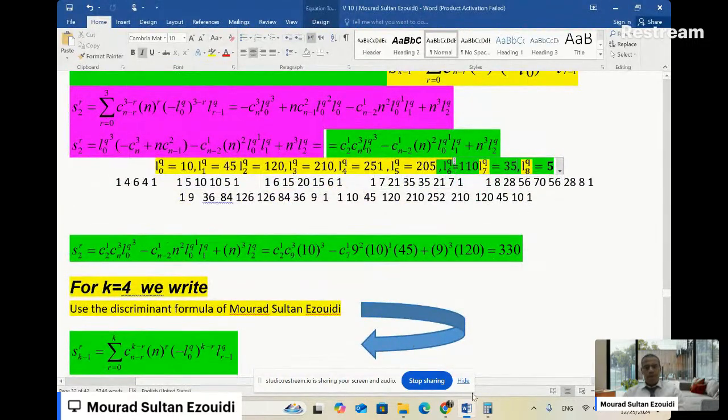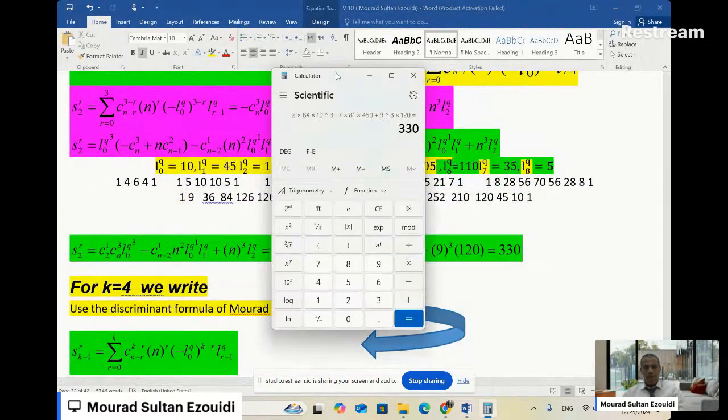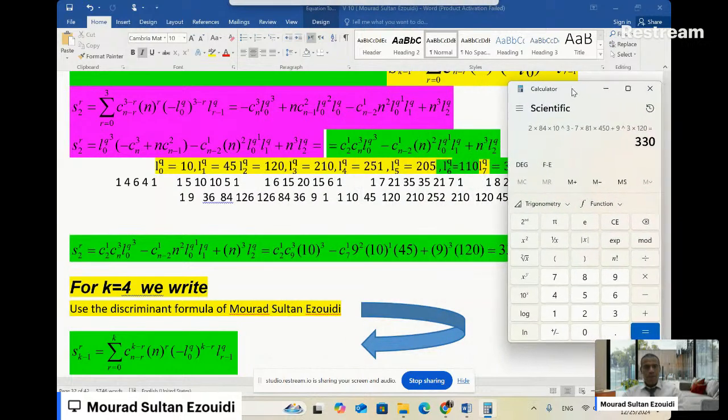Okay, now I should repeat this calculation from before. 2 times 84 times 10 cubed, minus 7 times 81 times 10 times 45, plus 9 cubed times 120. Yes, it's correct, it's 330.